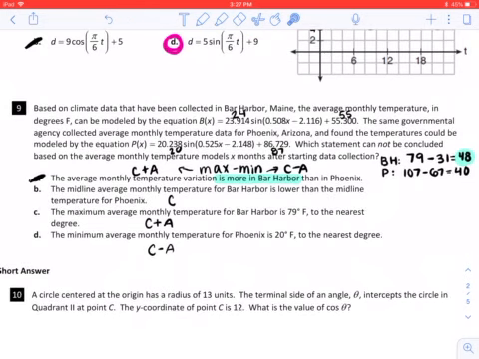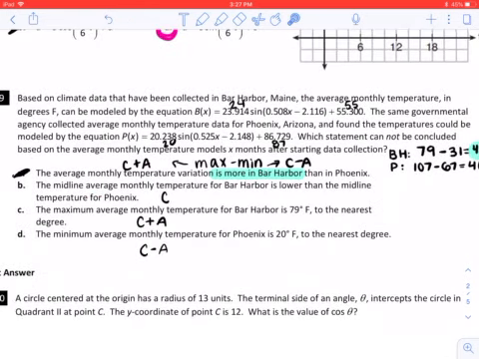Letter B, the midline average monthly temperature in Bar Harbor is lower than the midline for Phoenix. Well, Bar Harbor, the midline, is your C value, so that's 55. And Phoenix has a midline of 87. So it's 55 versus Phoenix's, which is 87, which means Bar Harbor's is lower, which is true. Therefore, this is not our answer.